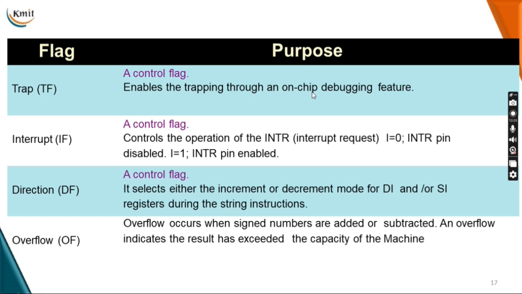Direction: it shows the direction, whether we need to go for increment or decrement mode for the DI or SI registers during the string operations. It tells in which direction we need to flow, whether it needs to increment or decrement. Getting the point? For example, in some programs, it directly goes to the loop and comes back. So when we need to increment or decrement the instructions, this direction flag will tell.